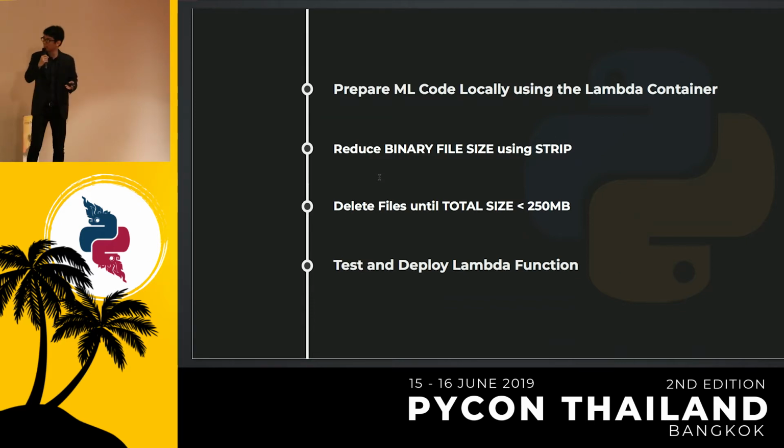The second constraint definitely would be the size of the package. So even if you know the process earlier and you were able to train the model, you were able to extract the best model, you have the best hyperparameters, etc., and you have everything in S3, the next problem would be, how do you reduce the total file size to less than 250 MB?